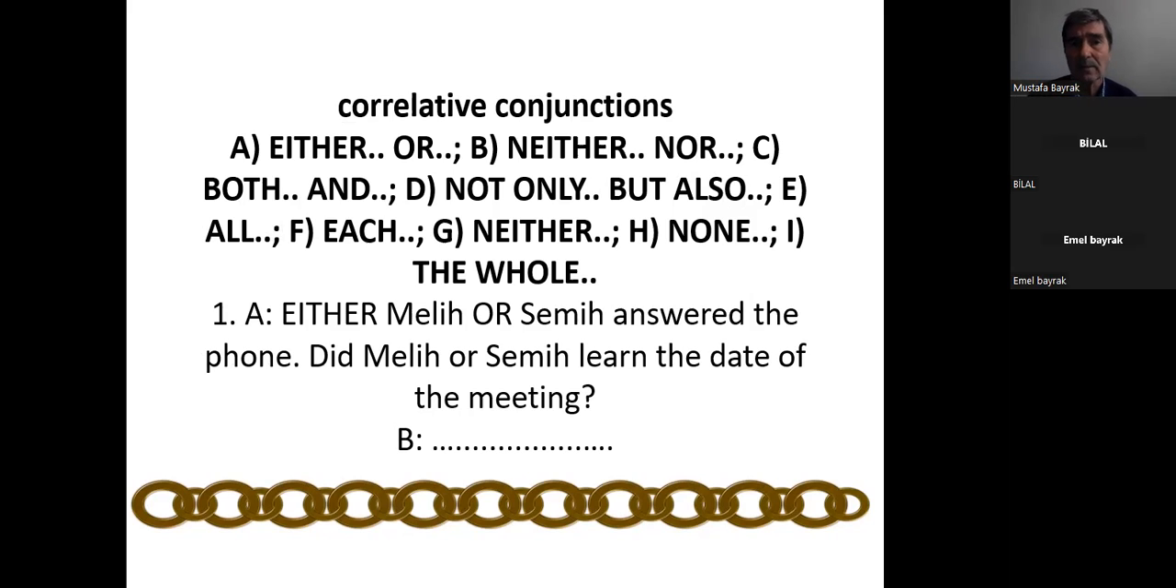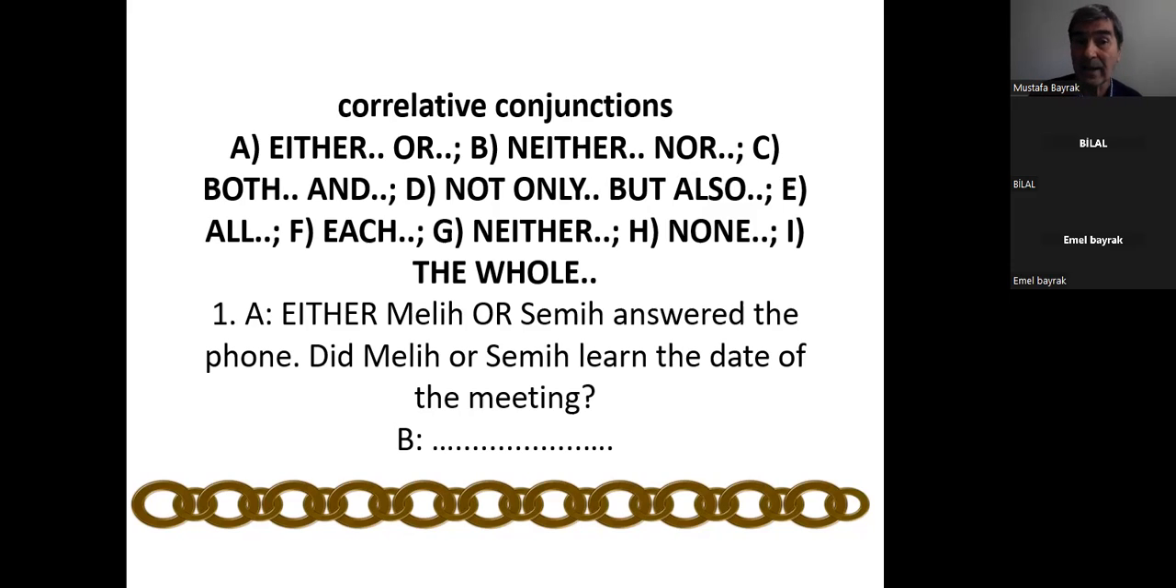Okay. Dialogue 1. Now, attention, please. Either Melih or Semih answered the phone. Did Melih answer the phone? We are not sure. Did Semih answer the phone? No, we are not sure about it. But we are sure that one of them answered the phone. Either Melih or Semih answered the phone.